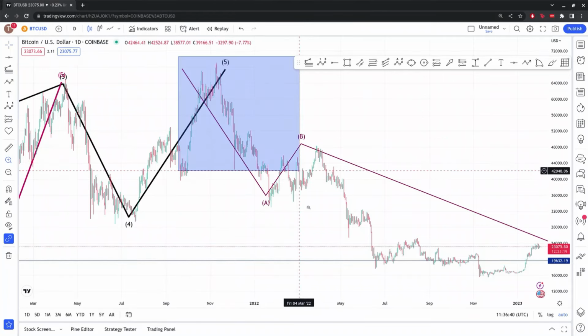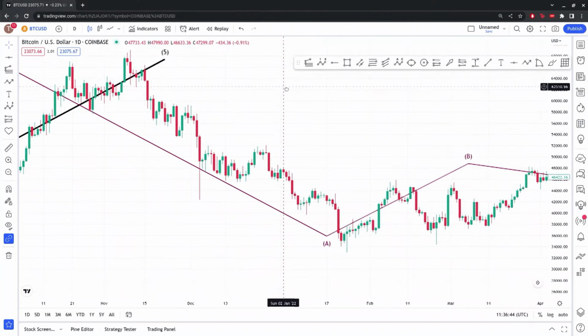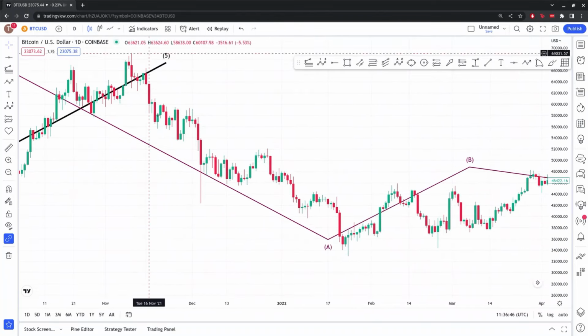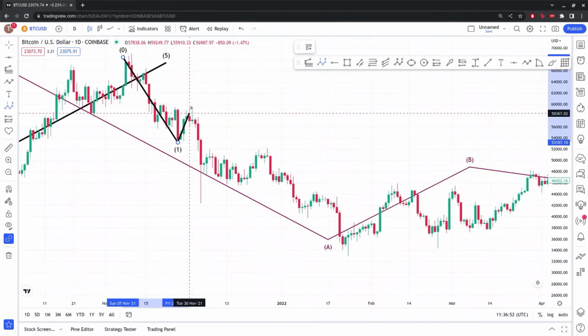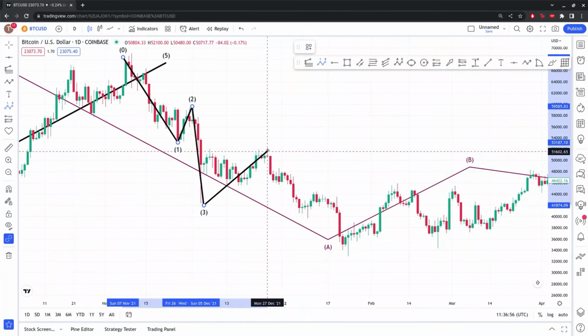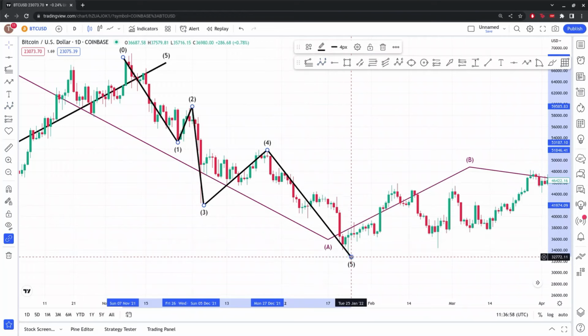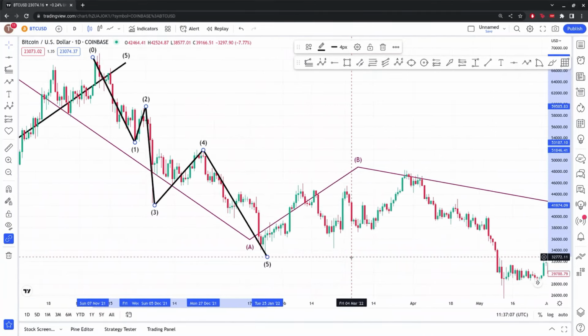And if I zoom in on the A wave, this is 1, 2, 3, 4, 5. So this is the first wave, the second wave, third wave, the fourth wave, and the fifth wave. So guys, in this case, we got a five-wave pattern for the A wave and not a three-wave pattern. So the next thing is to get the B wave.